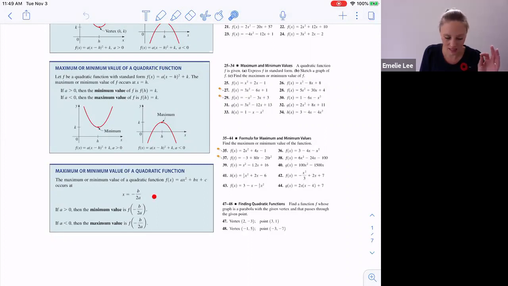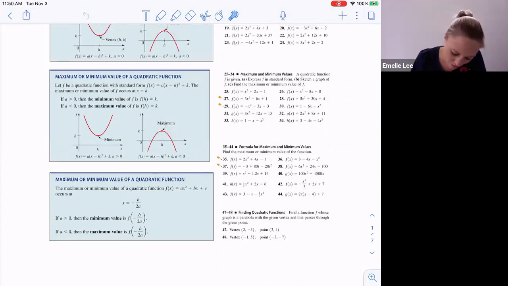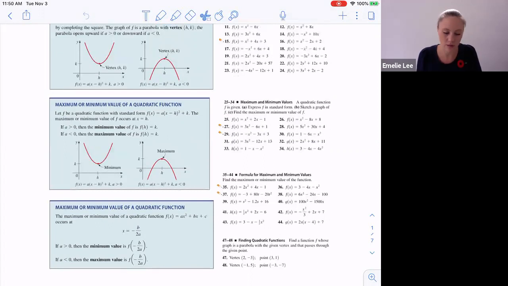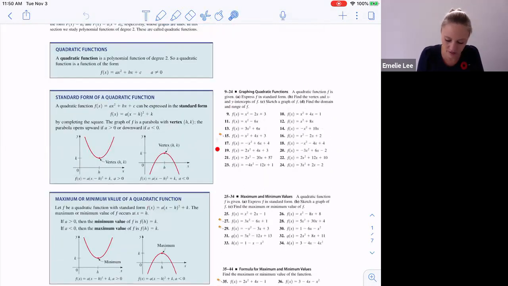So what we're saying is that if a is greater than 0, then the vertex is a minimum value. Then f of h is equal to k. So again, if a is greater than 0, so again it's pointing up, then the minimum value is at x equals -b over 2a, right? And then that function evaluated at -b over 2a is going to be k. But we're not going to do that. But I just wanted to show you that that's what's going on. So the most important part of this section are these first few questions, 9 through 24.